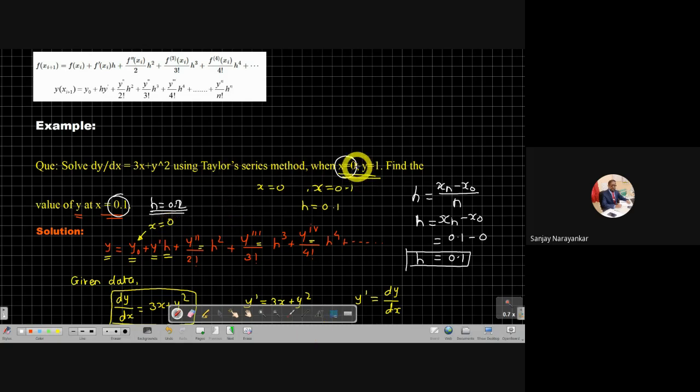See, the range, the initial value is 0, and we have to find out at 0.1. So how can I divide 0 and 0.1 into 0.2? It does not make any sense for a Taylor series. So h you can take as 0.1. So the initial value and the final value, the difference between these two. Is there any difficulty, students, now? No, sir.